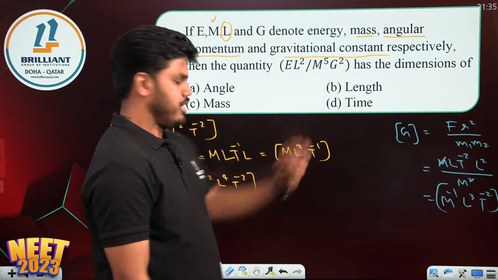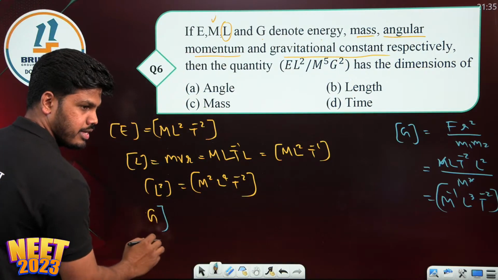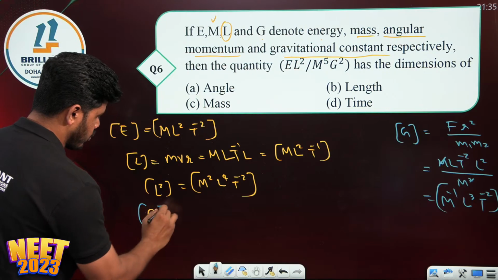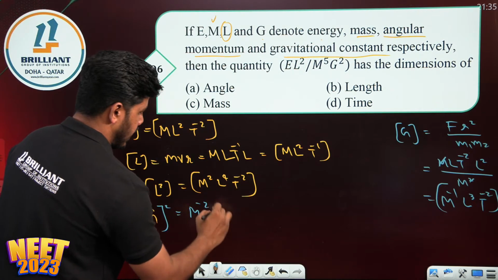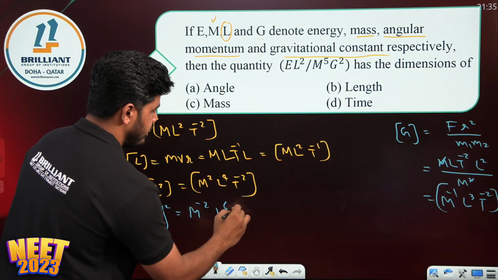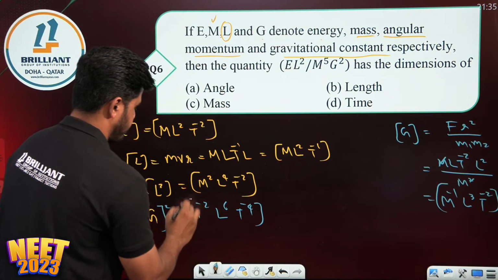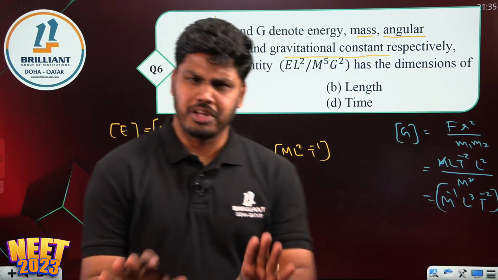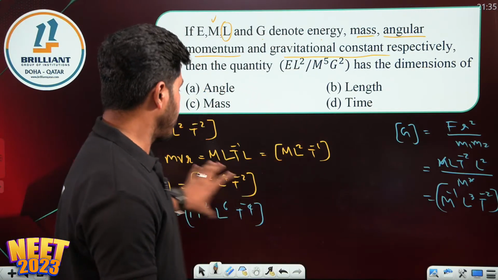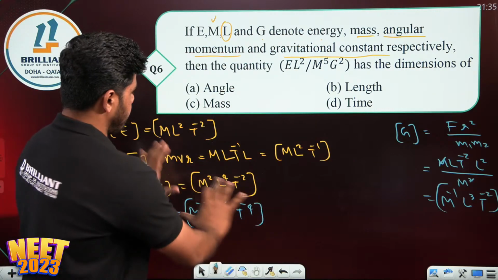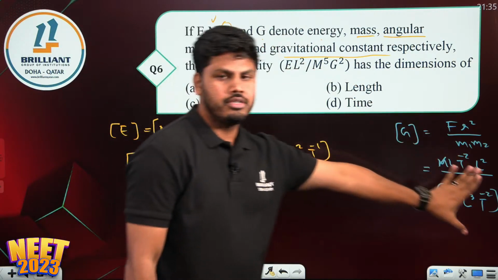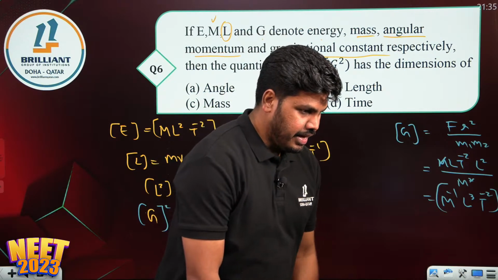But that is squared again. So what is your G squared? G squared is going to be equal to m raised to minus 2, L raised to 6, and finally T raised to minus 4. We have all the terms. Just take the ratio. You can see that the final result will match with one of these dimensions. Only be careful in calculating those dimensions. Now the simplification is very easy.